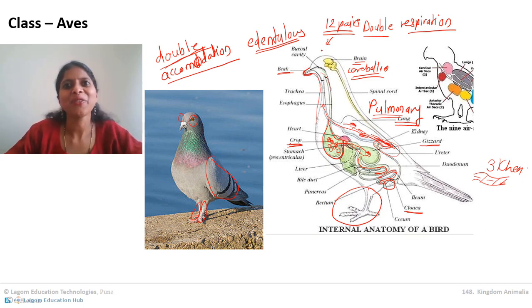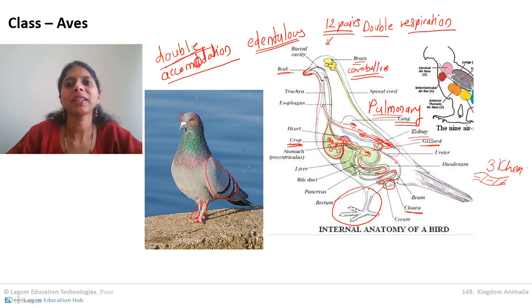Excretion is in the form of uric acid. Now again, the urinary bladder is not there in the birds. They have a pair of kidneys, and here we can see the kidneys. So there is a pair of kidneys, but there is no urinary bladder. Understanding?